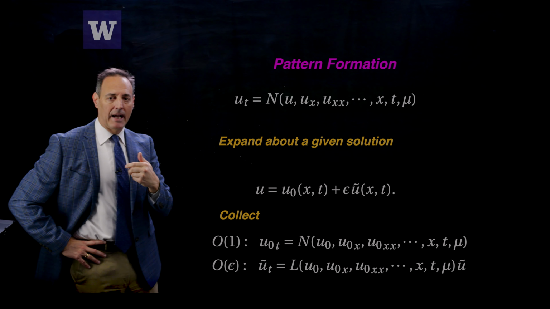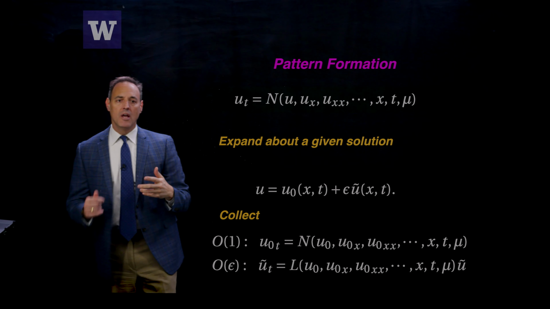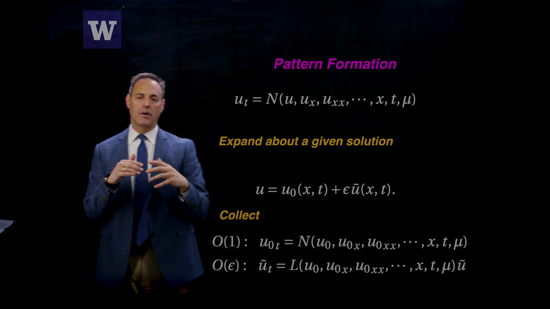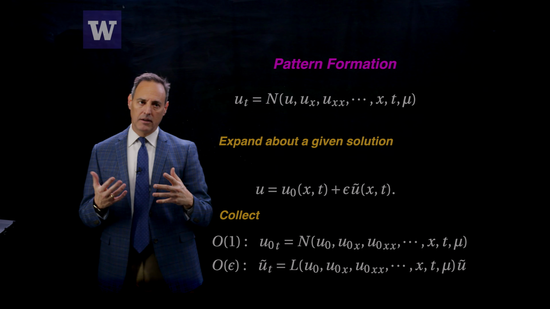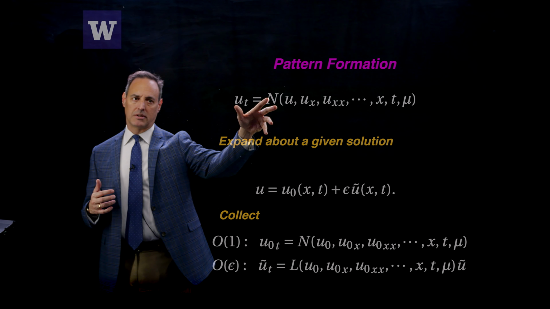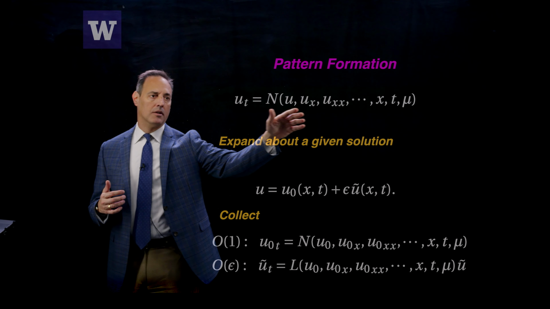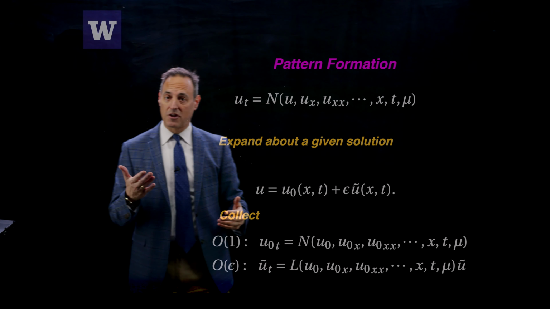So let's step back. I've given you 3 examples, but now what I want to talk about is, can we start looking at this in a more general, abstract way? So let's do that. I'm going to start off here with some pattern-forming system, some PDE, which depends upon some parameter mu. That's going to be a bifurcation parameter.